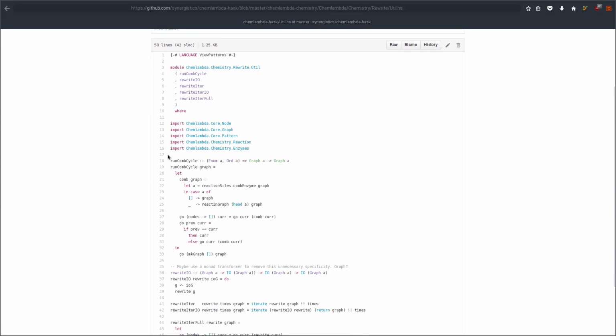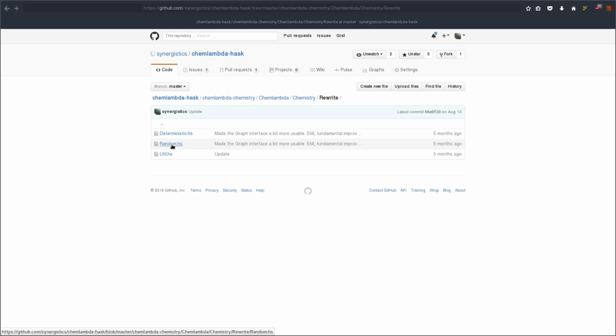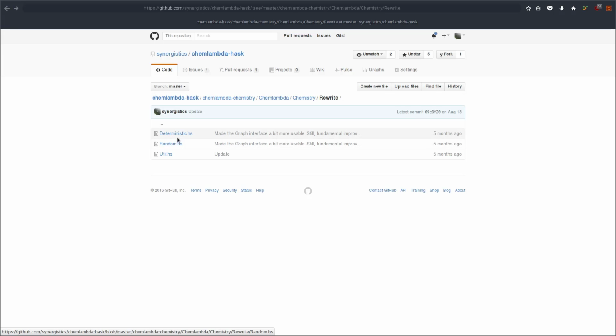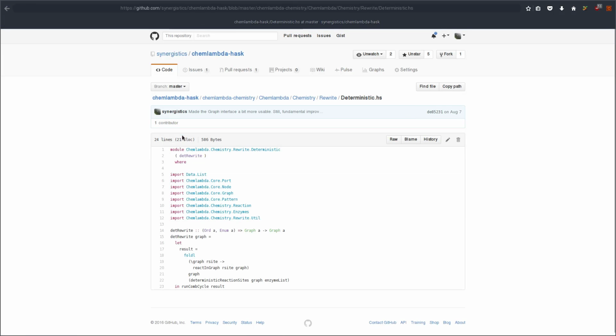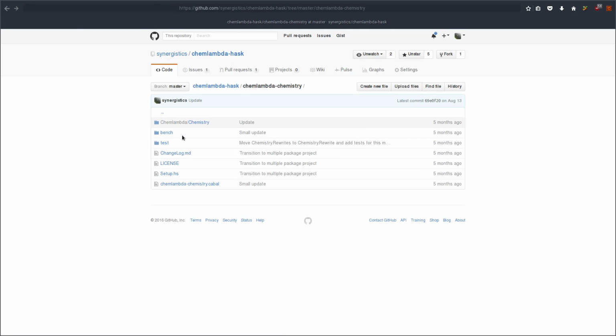The random algorithm is a lot more interesting because it creates chaos in your program. What I mean by that is that even though you'll know the eventual result of a Chemlambda computation, if it does at some point halt, and that'll occur when there are no more sites that you can react in the molecule, the random algorithm will ensure that you don't know which intermediate steps the molecule takes to get to its final state. So yeah, each of those files, deterministic.hs and then random.hs, they each define their corresponding rewrite algorithm. So yeah, that's the chemistry module.